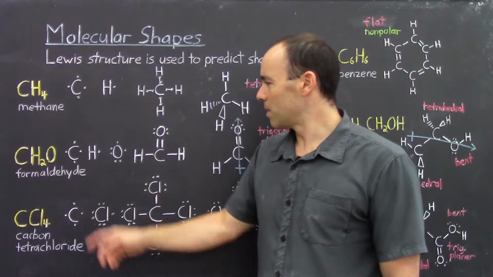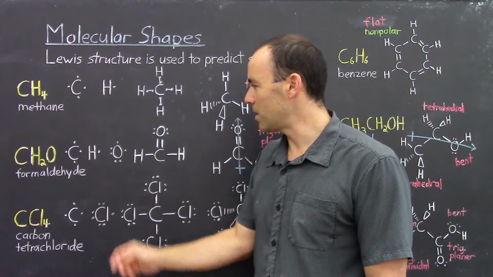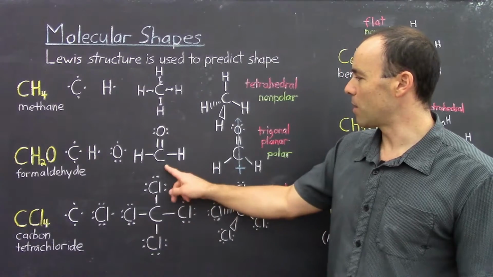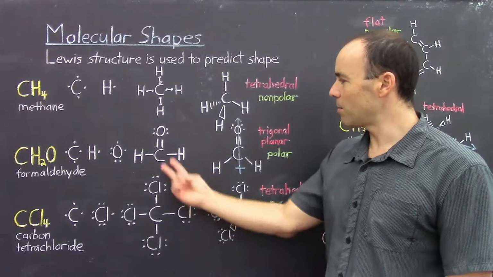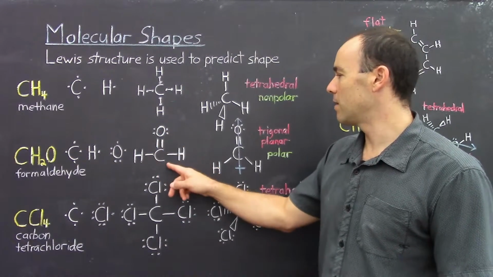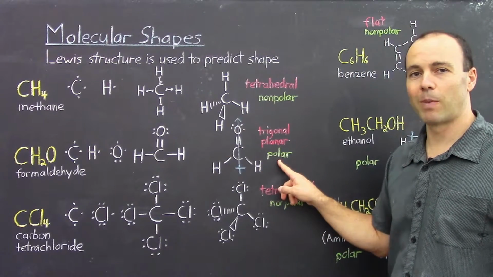Our next example is formaldehyde, CH2O. Here are the pieces of the puzzle. And when they're arranged properly, you end up with carbon being in the middle, single bonded to the 2 hydrogens, and double bonded to the oxygen. Carbon has 3 groups around it, so it's in the shape of a triangle, and this is called the trigonal planar structure.